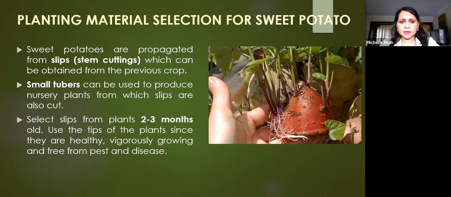So when you have these plants growing from the sweet potato, you cut the top part when the plant is 2 to 3 months old. So the top part of the stems is where you cut the slips.